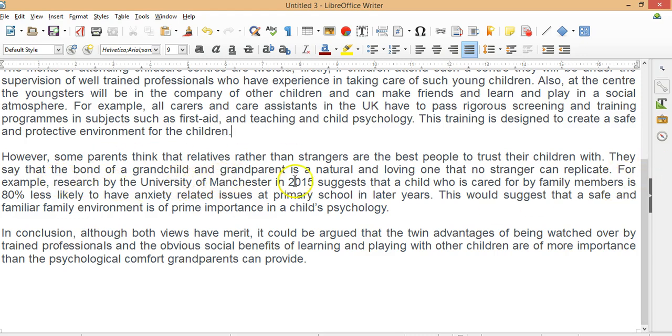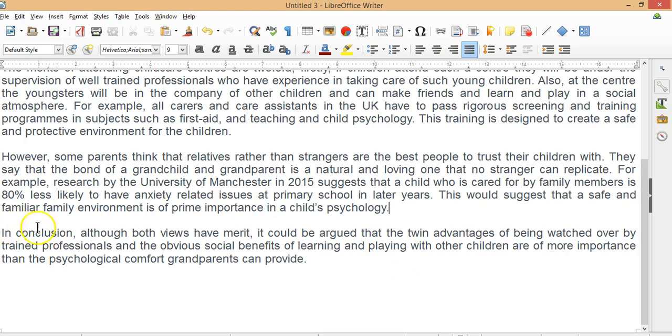For example, research by the University of Manchester suggests that a child who is cared for by family members is 80% less likely to have anxiety-related issues at primary school. Now, this could be a load of rubbish, I don't know, but it does fit. It's a specific example, and it sounds plausible. It's not a really stupid example. It's reasonable. Okay, so this would suggest that a safe and familiar family environment is of prime importance in a child's psychology. So relatives are better. It's a natural bond that no stranger can replicate. For example, this safe and familiar environment means that children are less likely to have anxiety issues, etc.